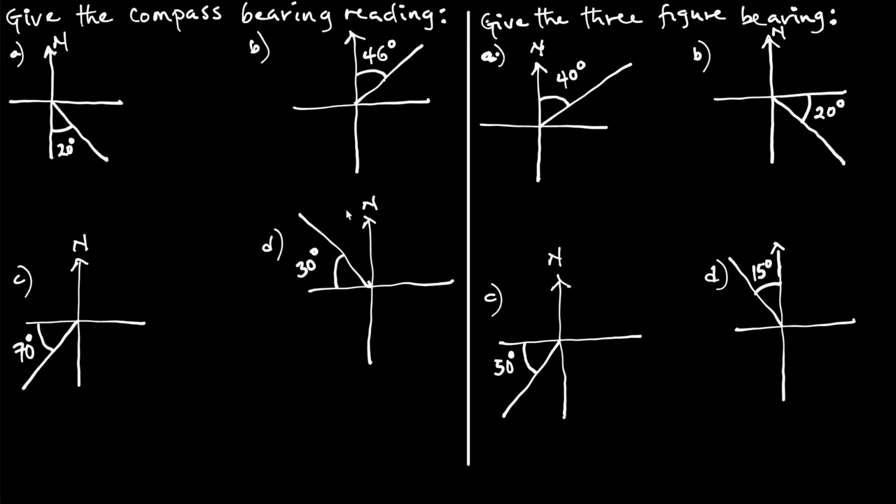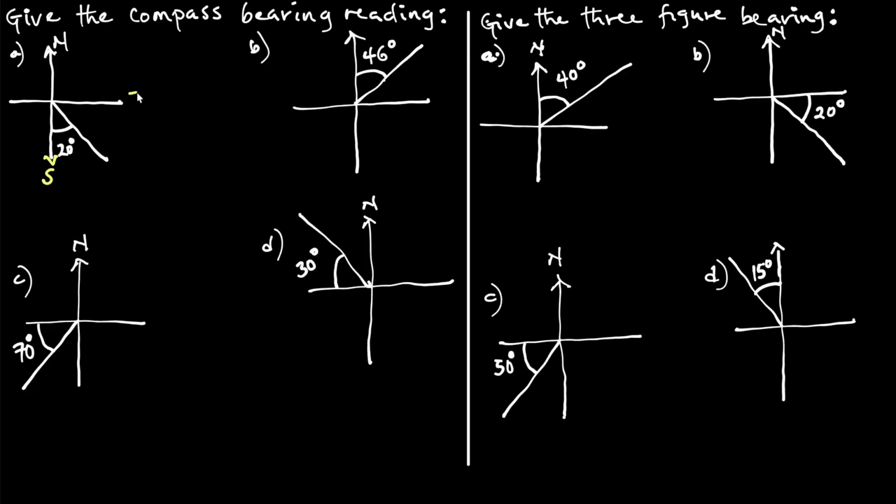It's time to perform some readings. We are to give the compass bearing reading on what we have on the left hand side and three figure on the right hand side. So give the compass bearing reading of the following. Remember that compass bearing has to do with reading from the north or the south depending on which is closer. So if you look at the angle we have in the first question, we have a 20-degree angle. So that is closer to the south.